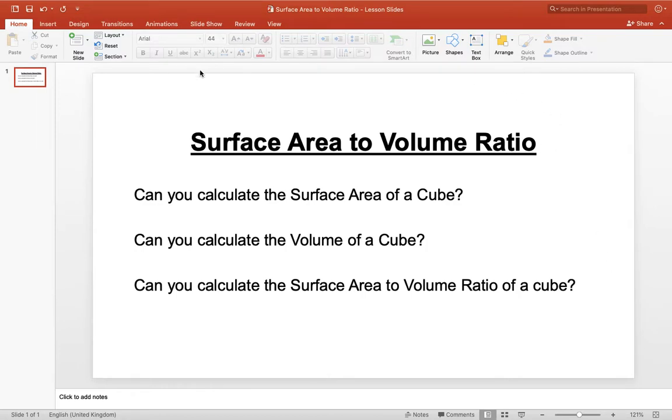So today's lesson is on surface area to volume ratio, so if you can write that in your books. By the end of this lesson you should be able to calculate the surface area of a cube, calculate the volume of a cube, and calculate the surface area to volume ratio of a cube.